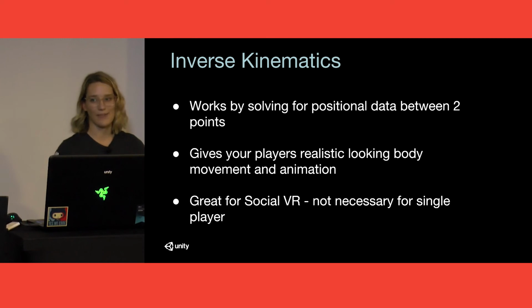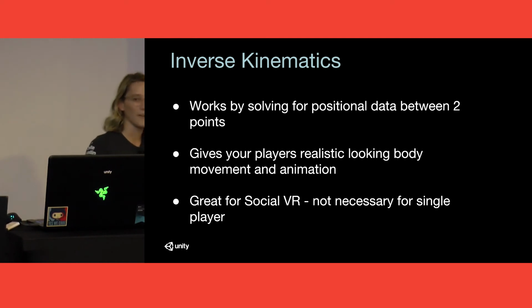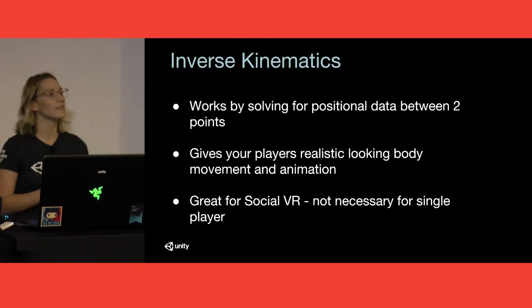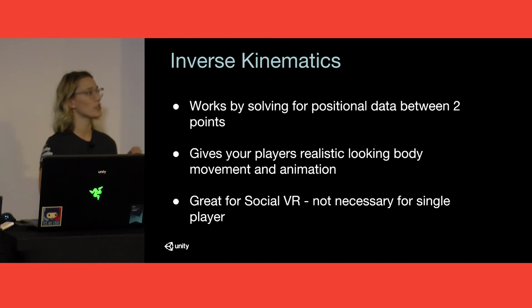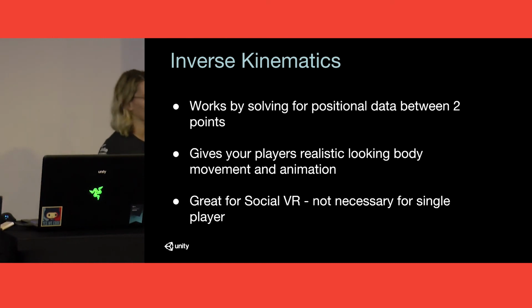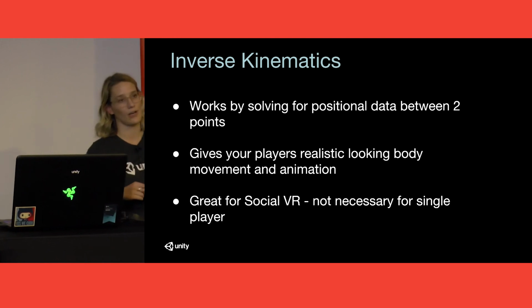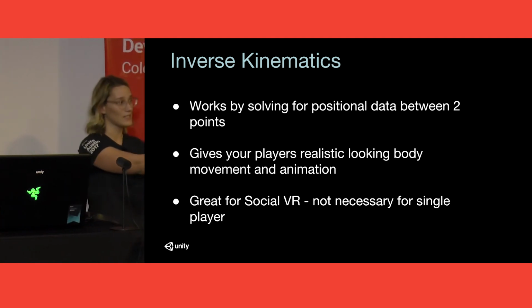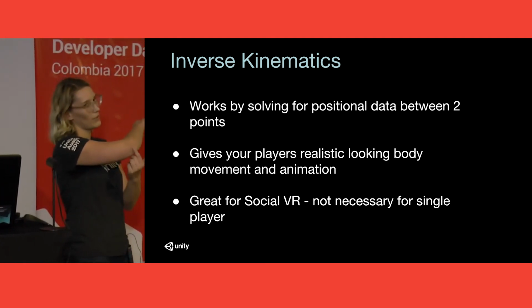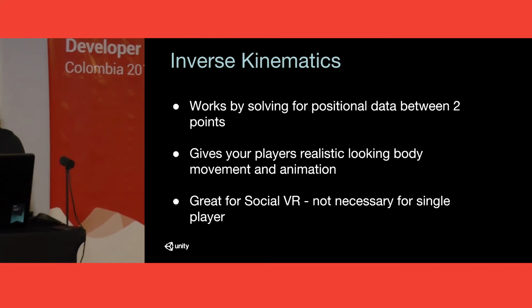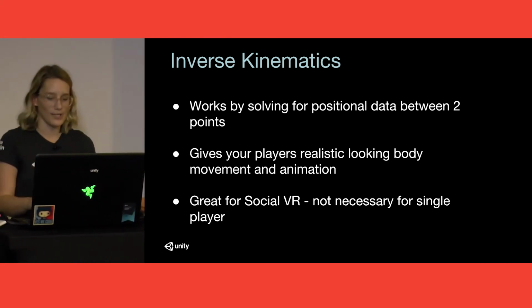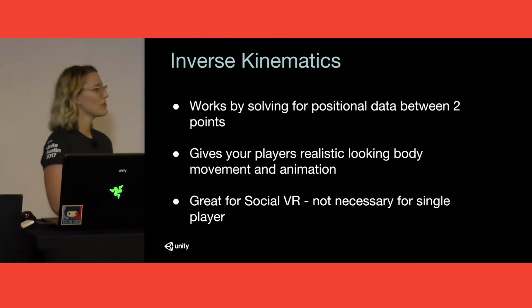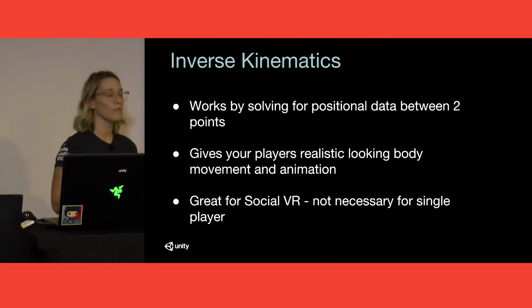All right, we have a couple more minutes here, so I'm going to quickly go over inverse kinematics. What inverse kinematics does is it allows you to solve for a position on a robot or a humanoid avatar based on the movement of another part of their body. So if I'm moving my hand, inverse kinematics will figure out where my elbow needs to be. This is pretty much how all of robotics works. This allows you to give your players realistic body movement and animation. It's really great for social VR.